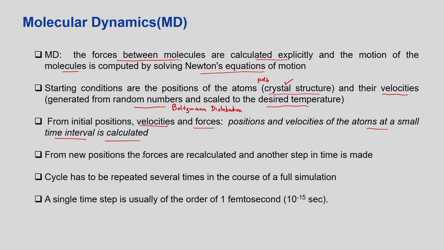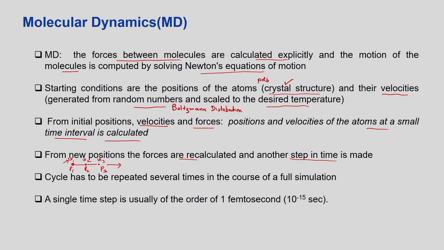So obviously, from the new positions, again you have to calculate the force, and another time step is made. So this cycle has to be repeated. You have position 1, then position 2, then position 3, and you also have to calculate V1. You go with the initial guess for V1, then V2, V3, like that, it propagates in space. This cycle has to be repeated several times in the course of the full simulation.